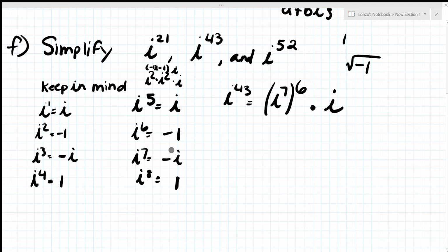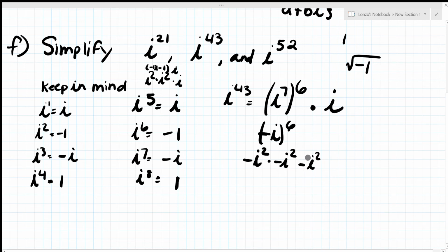So what is i to the 7th? Negative i, right? And then you just got to raise that to the 6th power. So negative i squared times negative i squared times negative i squared gives me i to the 6, right? Yeah, because remember, when you're multiplying exponents, you're really adding. So this is like saying i to the 6.